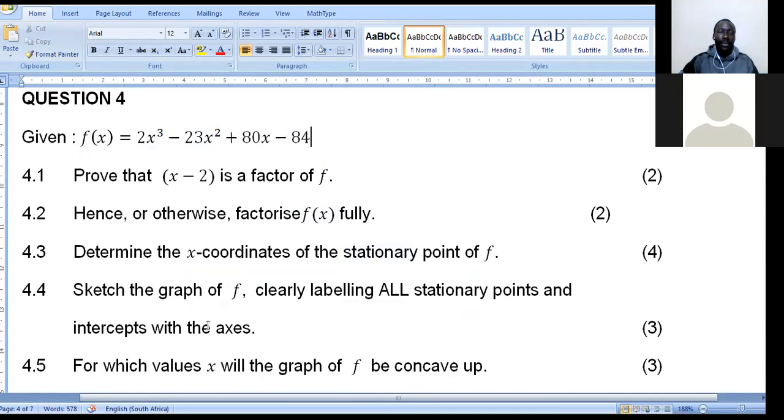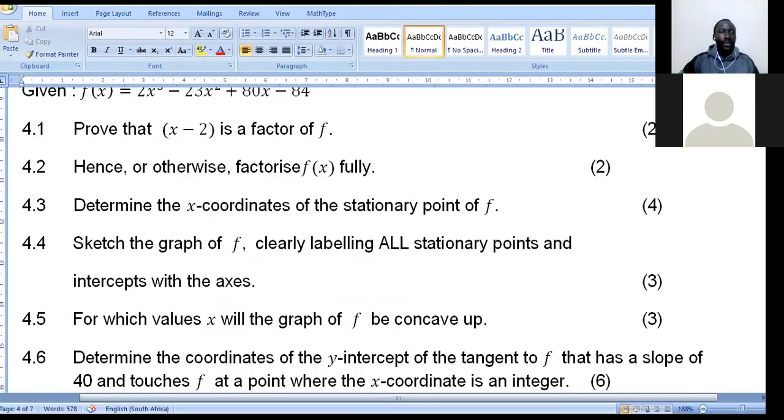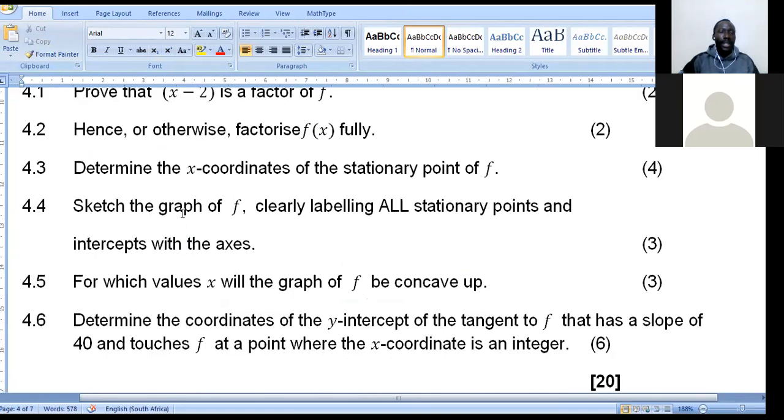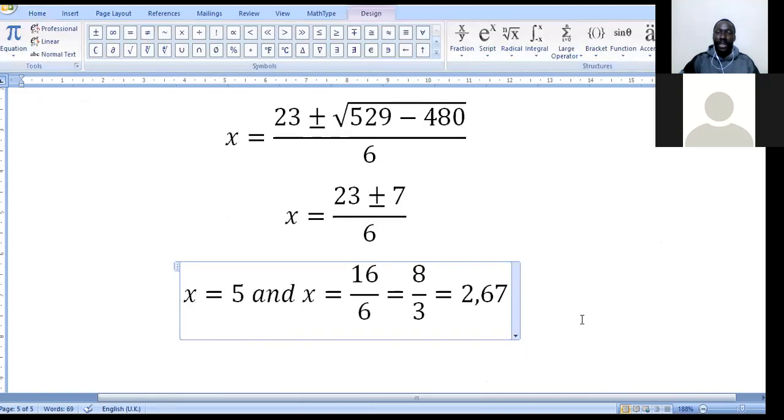Next, 4.4. Now, in 4.4 we are supposed to make a sketch of the graph of the function f of x, clearly labeling all the stationary points. The stationary points, we already have them. The only thing that we just need to check is the x-intercept and the y-intercept. Basically, that is all. Unfortunately, I have not yet installed a program for drawing a graph, but we will see what we can do. We'll just get the x-intercept, the y-intercept and the stationary points. Now, let's just conclude with the stationary points first.